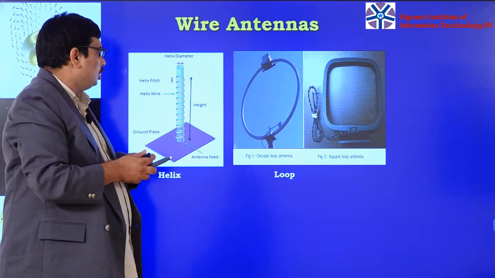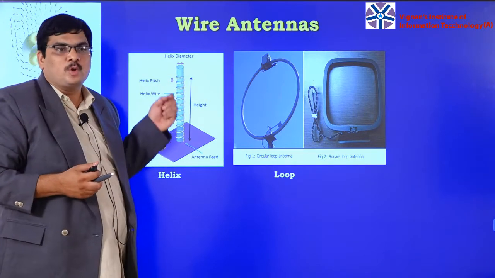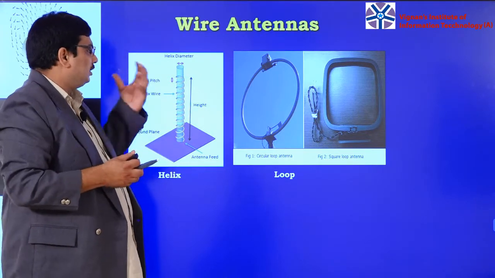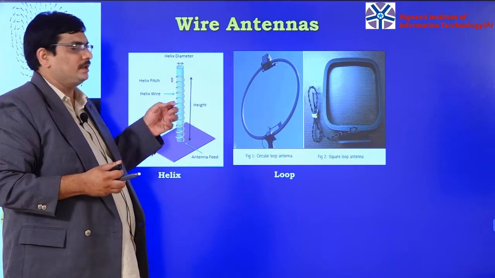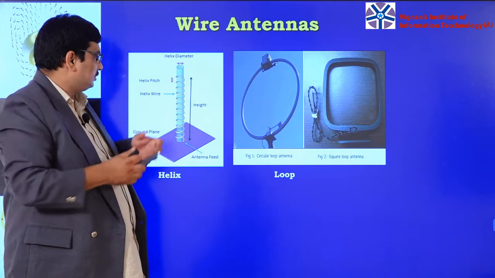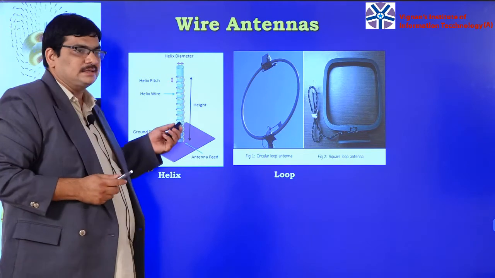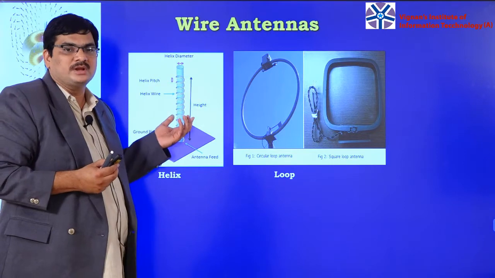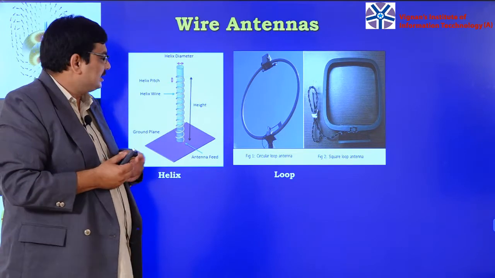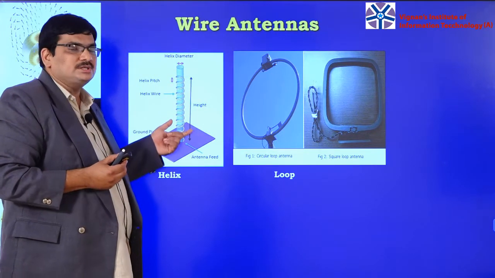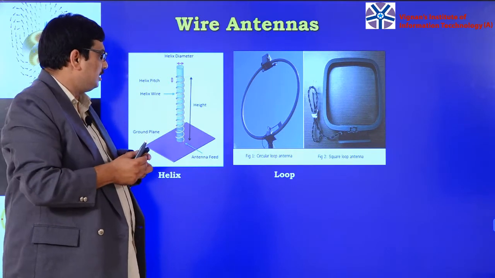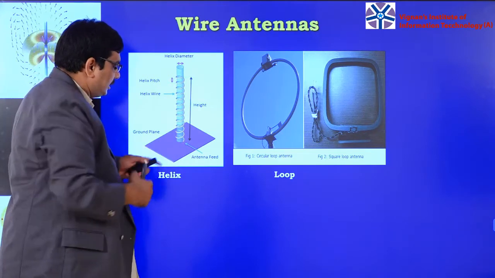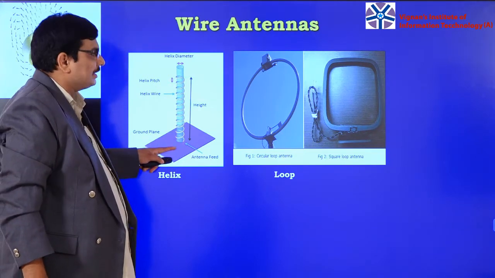In the normal mode, it will act as a dipole antenna, following the straight wire principle. If your wound is very high, or rather the wound is very low, then it will act as an axial antenna. The polarization in the normal mode is linear polarization, and in the axial mode it is circular polarization. This is also a monopole antenna, because here one of the wires is given to the ground.